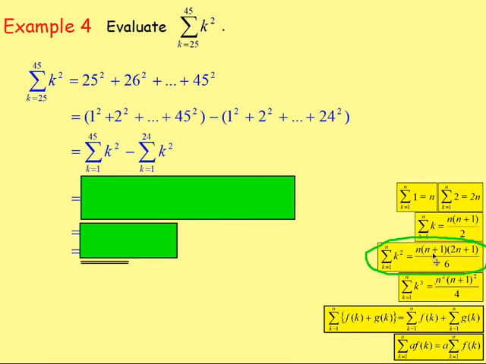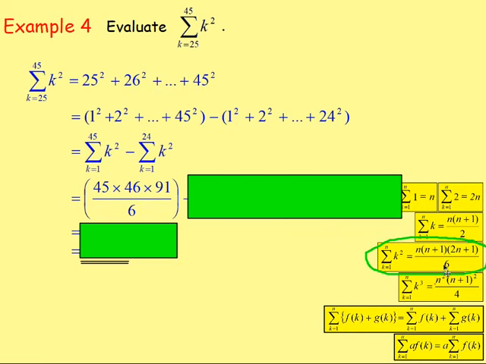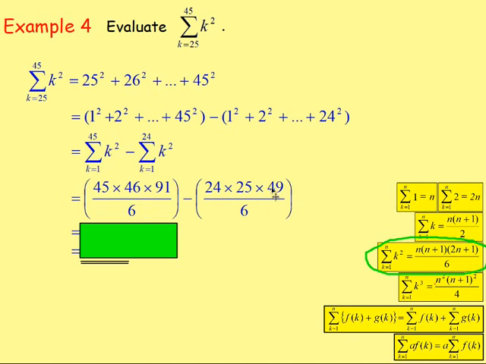So it becomes 45 times 45 add 1 is 46. And then double it and add 1 and you get 91. And it's still over 6. We're going to be subbing in 24 into k squared. So again, it's this one we're using. So we've got 24 multiplied by 1 above that, which will be 25. And then multiply that by whatever 24 doubled, add 1 is. You got it, 49. And then divide by 6.